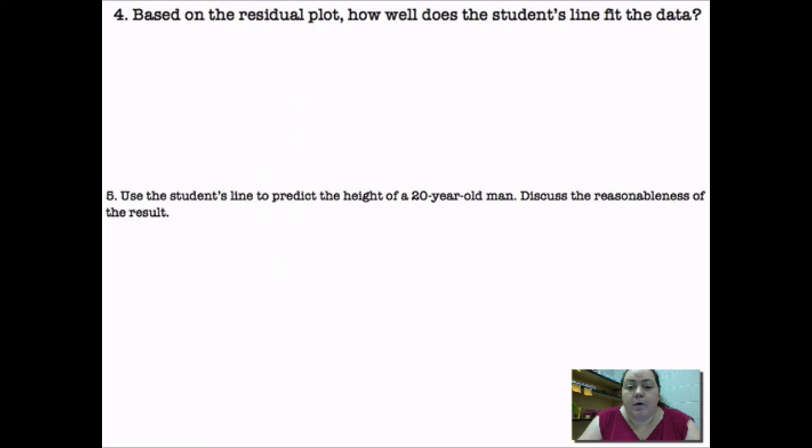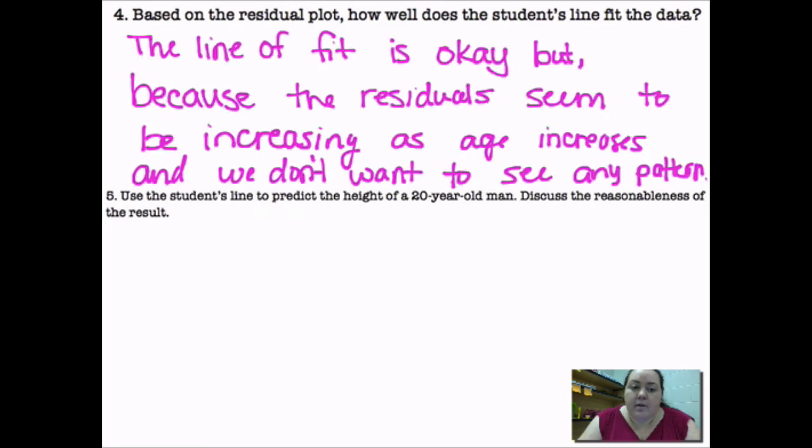Based on the residual plot, how well does the student's line fit the data? The line fits it okay, but because the residuals seem to be increasing as the age increases, that gives us signs that there's some sort of a pattern, so it might be a little bit of a problem. Use the student's line to predict the height of a 20-year-old man. Discuss the reasonableness of the results.